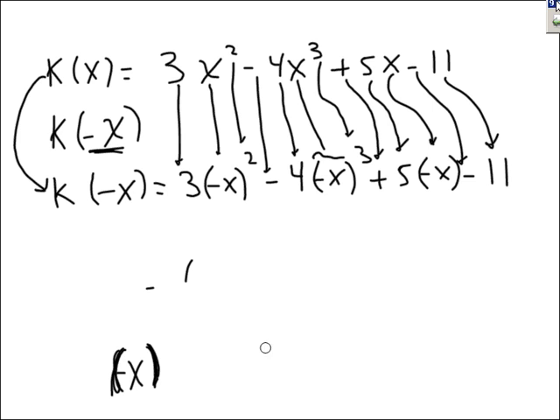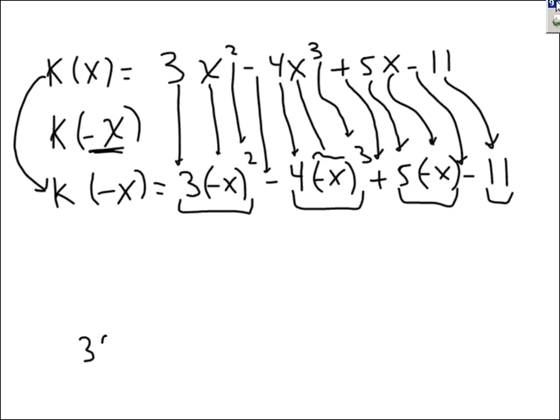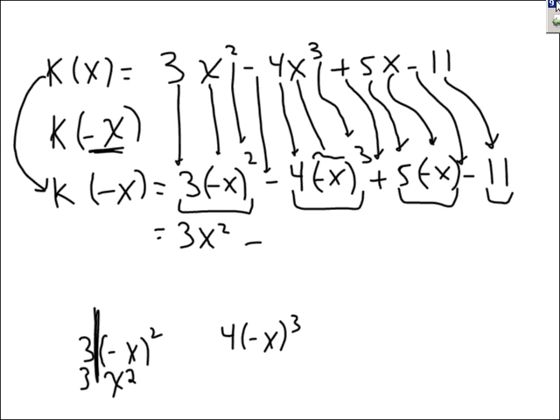Okay, now let's just evaluate. It's this value minus this value plus that value minus that value. What is 3 times negative x squared? It's 3 times negative x squared. 3 is 3, and negative x squared is x squared, and 3 times x squared is 3x squared, minus 4 times negative x cubed. There's 4 times negative x cubed. Well, 4 is 4, and negative x cubed.